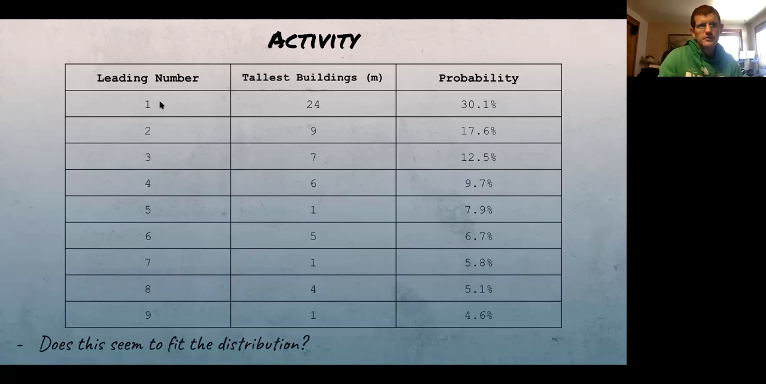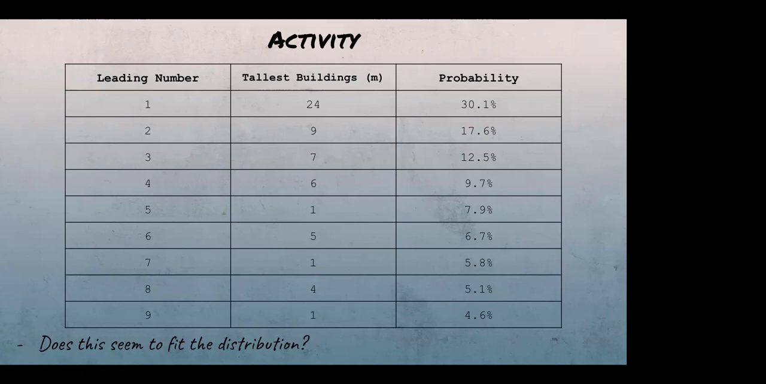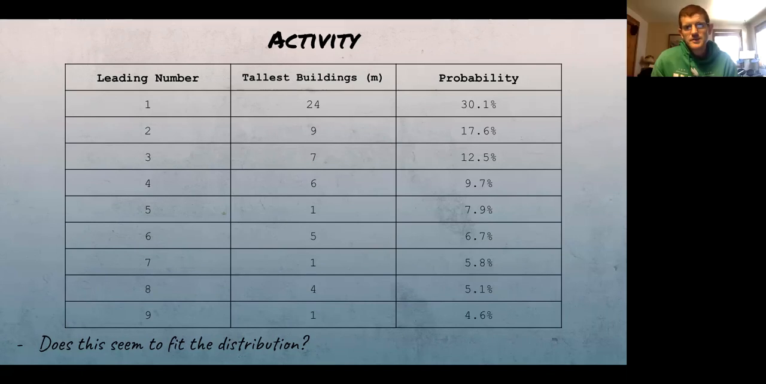So the leading number for all the tallest buildings in the world, this is in meters. 24 of them start with a 1, and then so on from there. So just initially looking at this, does it seem to fit the distribution? Or does it seem to fit Benford's law, I should say? How many buildings are there total? 58. And don't worry about calculating percentages. I'm going to show you that on the next page. So just an initial glance, that's all I'm asking.